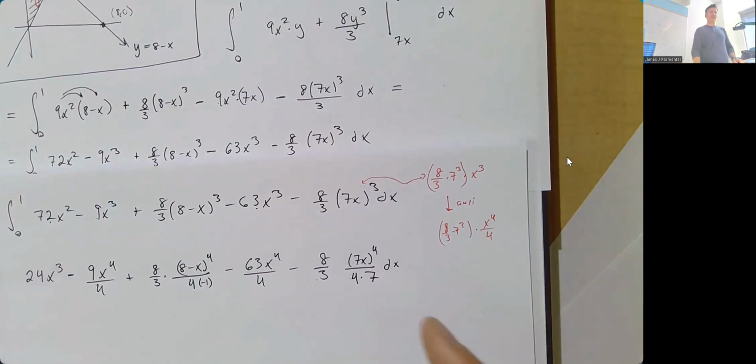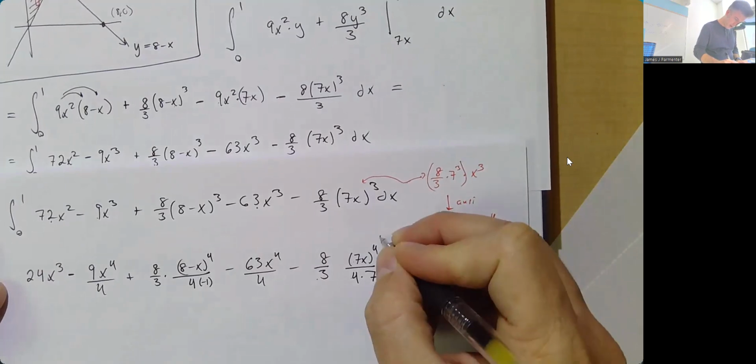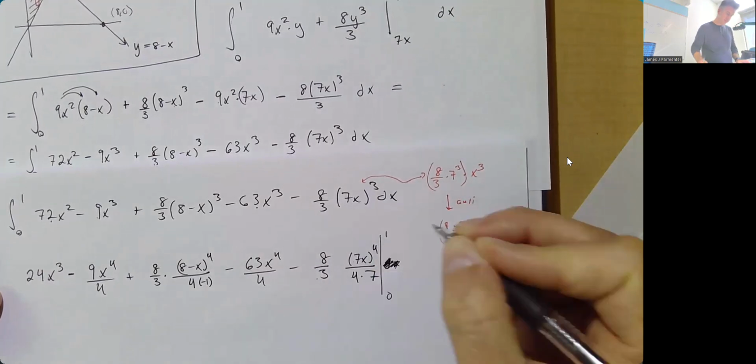Oh, and I shouldn't have written dx. That's terrible. It should be evaluated from 0 to 1.